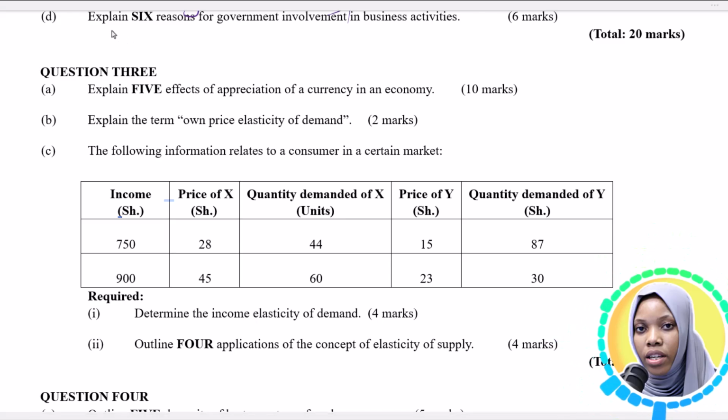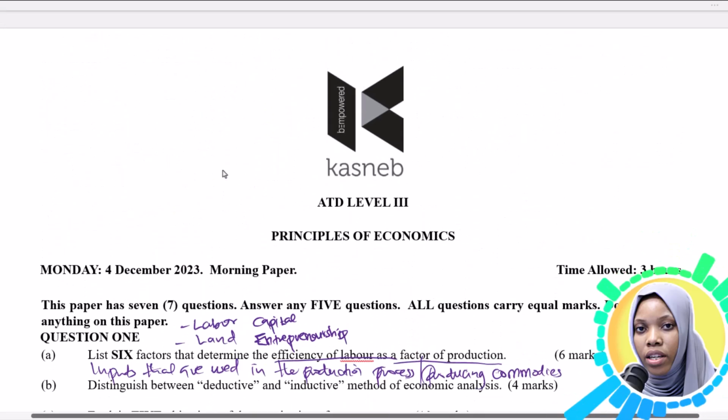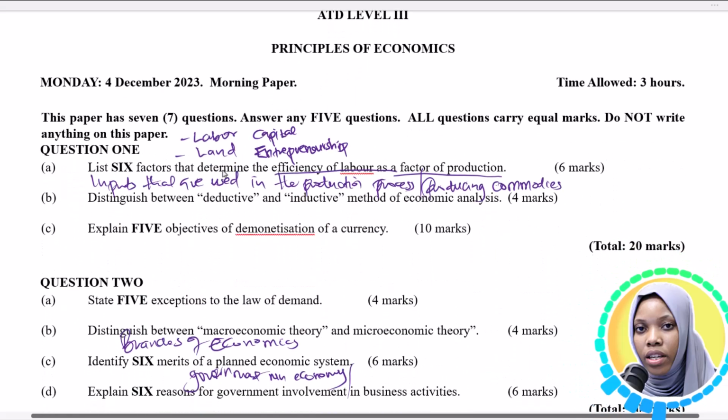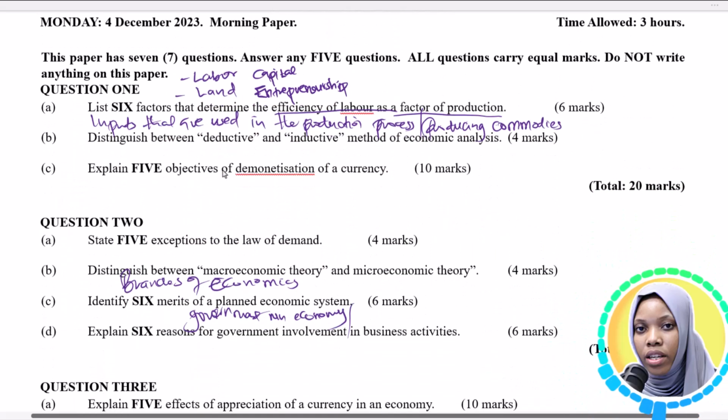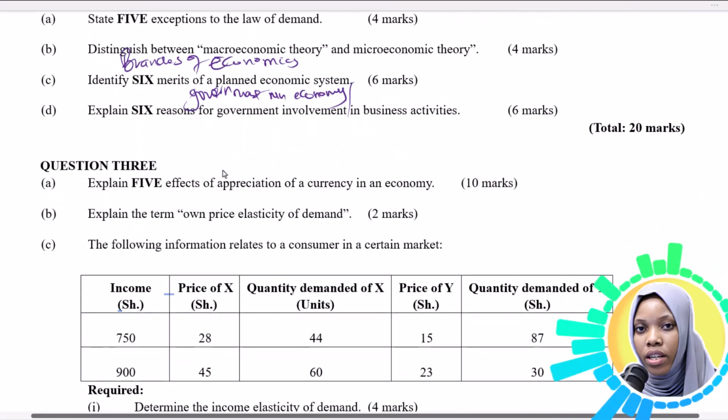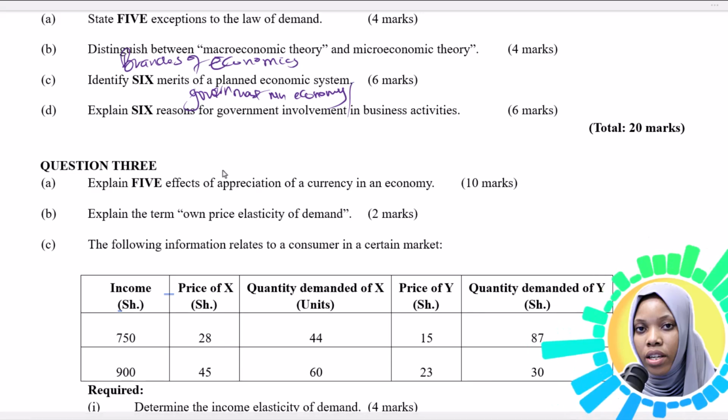Hello and welcome. Still on Principles of Economics past paper, December 2023. We are done with question 1 and question 2. We are now going to question number 3. Part A, it reads, explain 5 effects of appreciation of a currency in an economy.